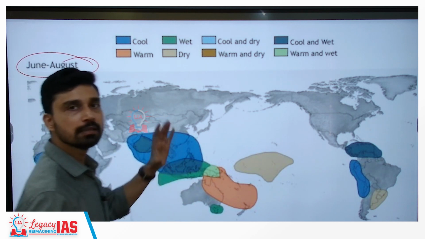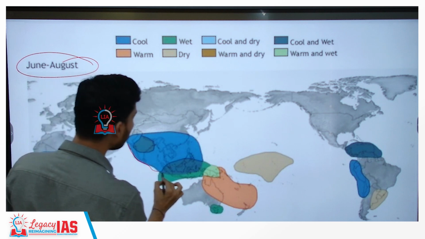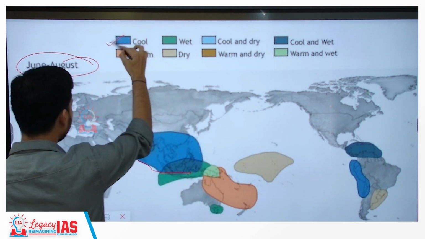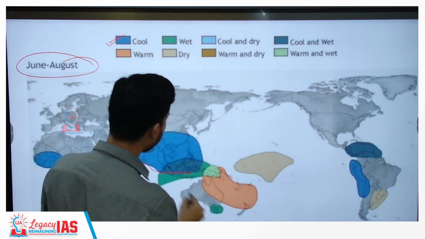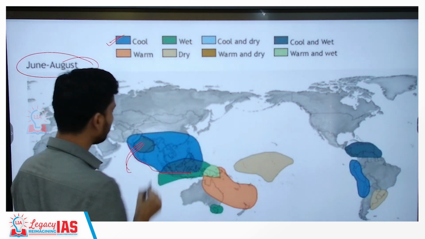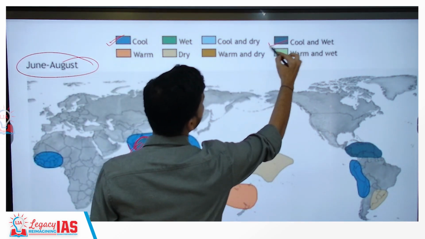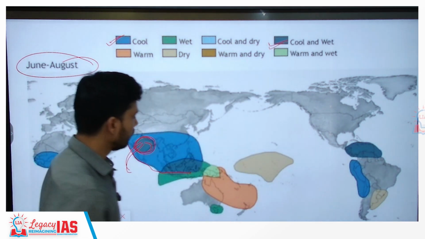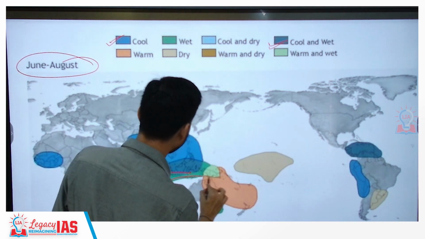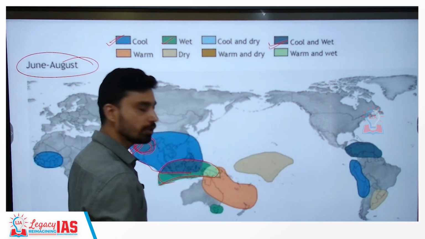Again on the map, if you try to understand, this is the same June to August time period. This is the La Nina condition, and as we can see, this entire region is having a kind of cool climate, and cool climate means high pressure. High pressure means more winds are flowing here. Plus over the entire India, we can see we are having cool and wet climate. Here around the Southeast Asian region, we are having a wet climate. Heavy rainfall is recorded here.